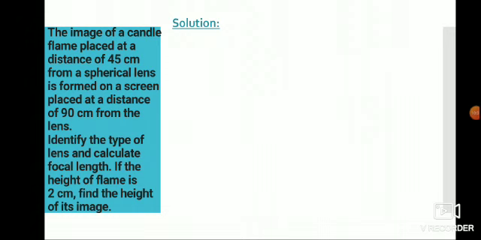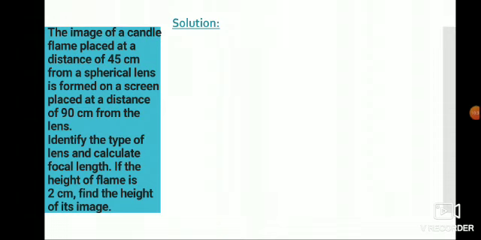The image of a candle flame is produced at a distance of 45 centimeter from the lens, formed on a screen placed at a distance of 90 centimeter from the lens. The screen is placed at a distance of 90 centimeter, so that is the image distance, right? So 45 centimeter becomes the object distance. You need to check what type of lens it is. You need to calculate focal length, and height of the flame is given as 2 centimeter.